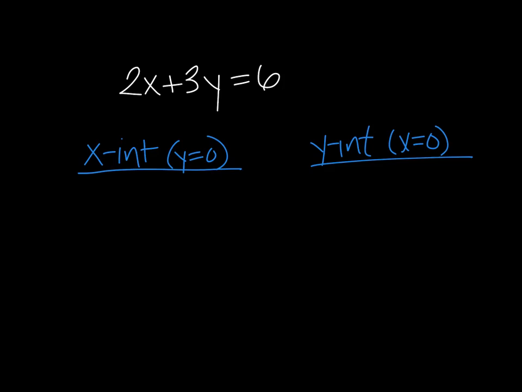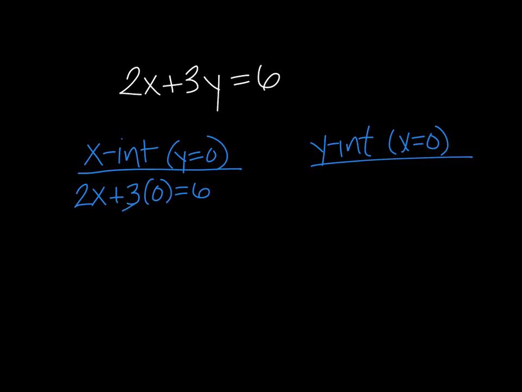Then what we're going to do is write down the equation again, only this time I'm going to work on the x-intercept first. This time, instead of y, I'm going to put 0. So I'm going to write down the equation, 2x plus 3, but remember we're doing the x-intercept, so y is 0. And then I just solve for x. It's so simple if you just remember that y is 0.